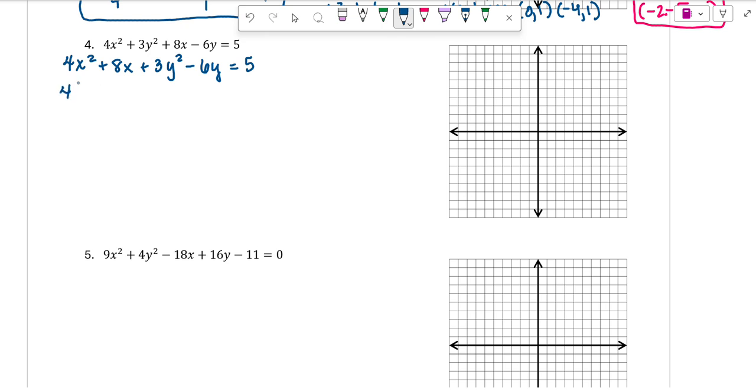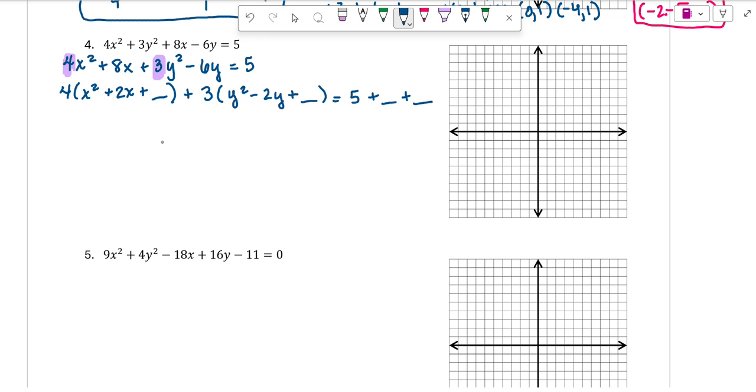All right, and then remember the difference, we're going to factor out whatever number is in front of our squared term, that one right now. So that's 4x squared, and then 8 divided by 4 is 2x, and then remember we need a plus blank. And then we're going to factor out the 3 because that number is in front of the y squared. So we do 3 and then y squared minus 2y, again, plus blank, equals 5 plus blank plus blank.